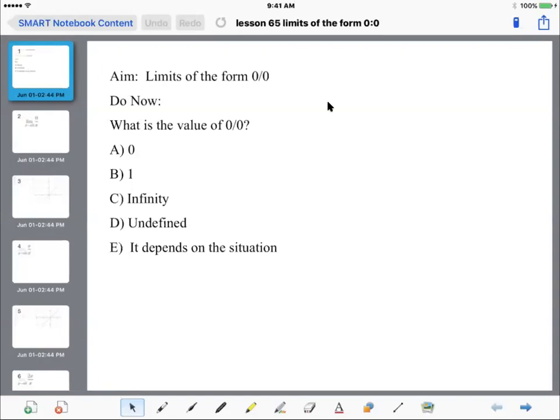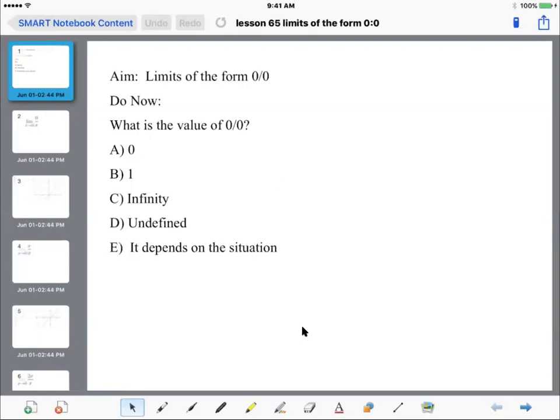And what we see, I don't know, did you get to see the poll results? Or do I just have to tell you them? You don't see it, okay. So nobody said 0. 1 person said 1. Nobody said infinity. 11 people said undefined. And 4 people said it depends.